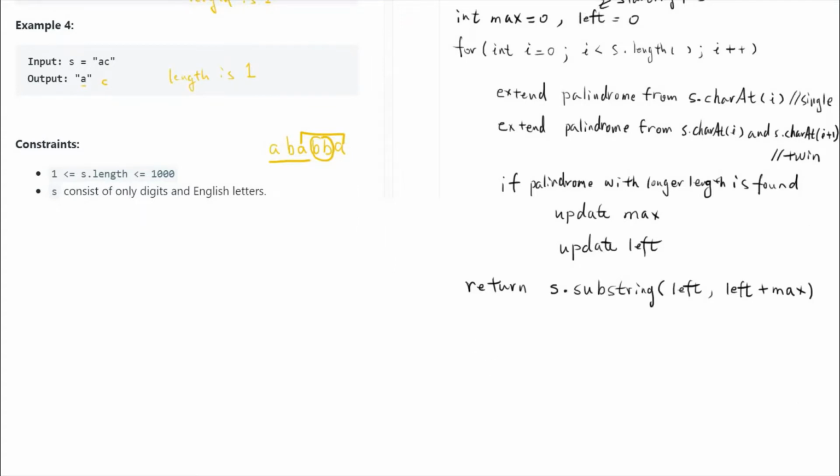Okay, let's check the pseudocode with an example. For example, we have a string. Let's try to find a palindrome with the longest length from this string. So here we will keep a table. In the table, we're going to have I and I plus 1. I is used for a single center. I and I plus 1 are used for the twin center. And also we keep track of the max and left.